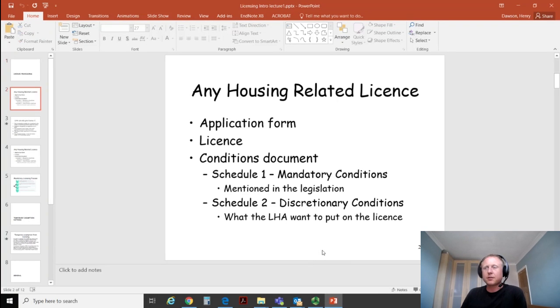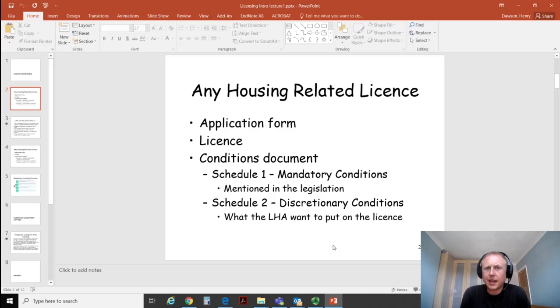So, license processing. These apply to any housing related license. They all operate the same no matter whether you're using mandatory, additional or selective licensing. So great news, you've only got one set of stuff that you have to learn. The emphasis is on the landlord or the property manager to seek out information to work out whether their property is subject to licensing.